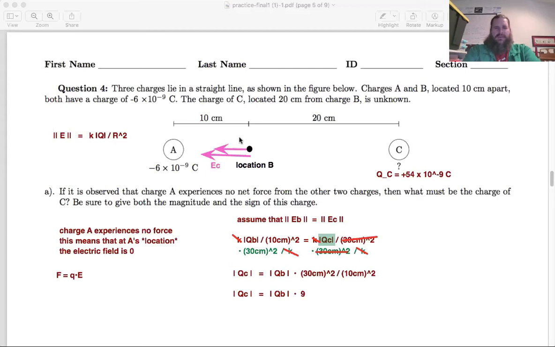So EA, for instance, is going to be K times Q, 6 times 10 to the negative 9, divided by R, which is a tenth of a meter, squared. Good. And K is the universal constant, which you can look up. I would just leave it as K for now and fill in the value at the very end, because everything is going to have a K in it here. What about for EC? KQ over 20 squared. Yeah. And Q here is going to be 54 times 10 to the negative 9. And 20 centimeters, we'll want to convert that to meters also, so 0.2 meters squared. So simplify those. And again, I would just write it in terms of K for now.